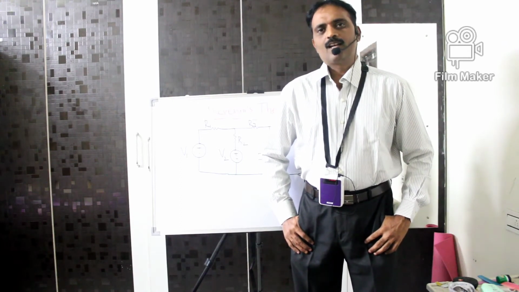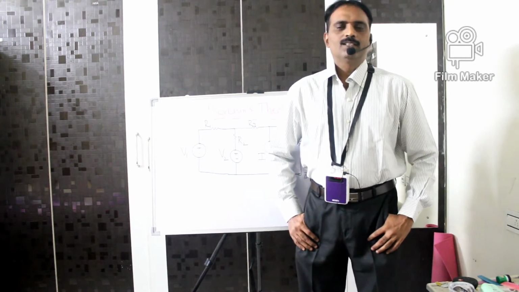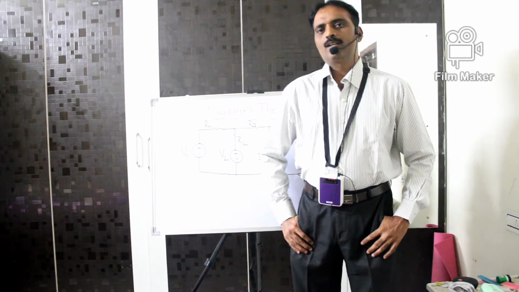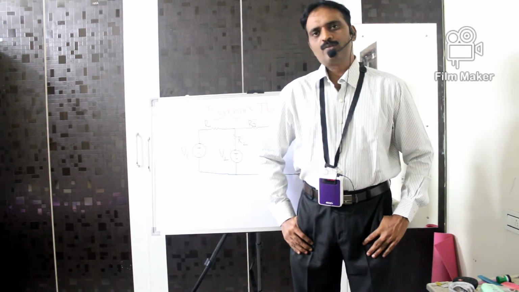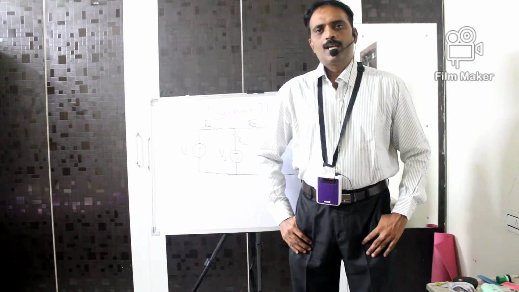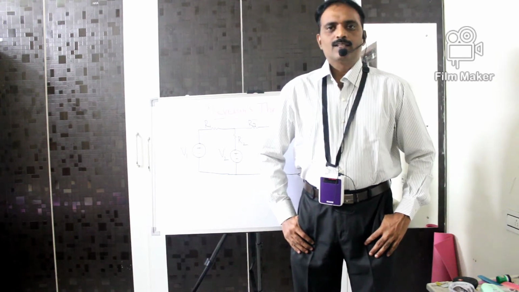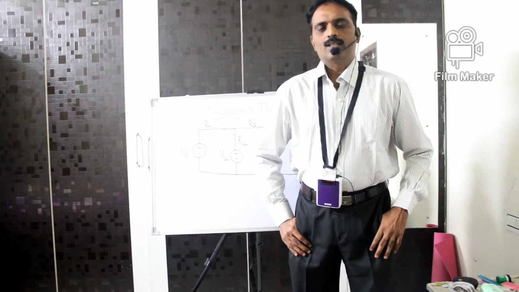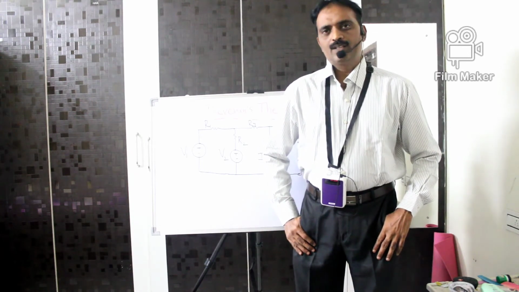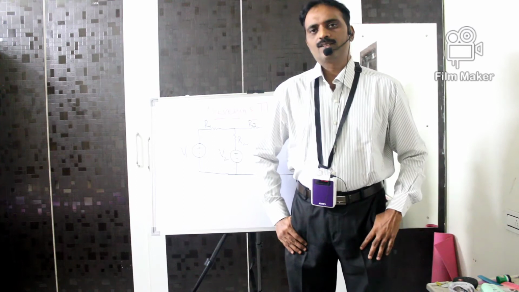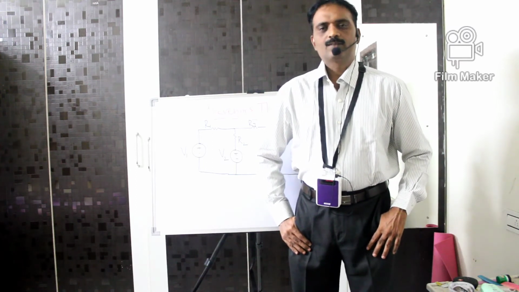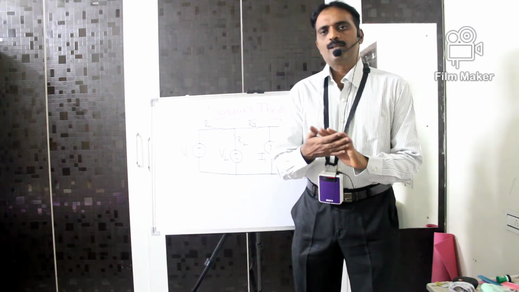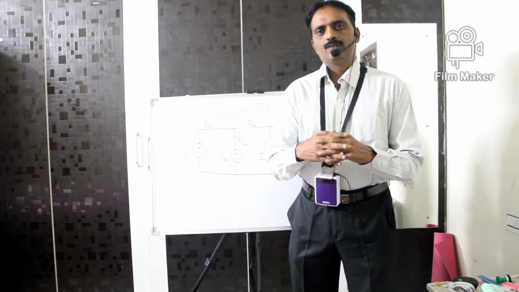In this session, I would like to explain Thevenin's theorem. The statement of Thevenin's theorem is any linear bilateral network consisting of number of sources and resistances can be replaced by a single voltage source in series with a resistance. That voltage source is known as Thevenin's voltage and the series resistance is known as Thevenin's resistance. It means to say that any complicated network can be replaced by a single voltage source.